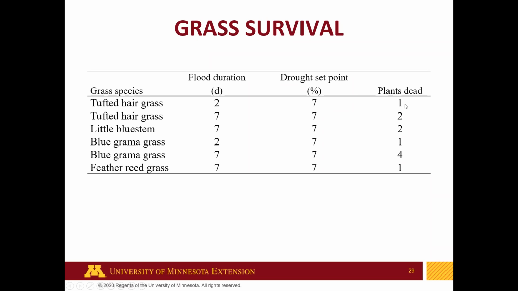So we didn't lose a tremendous amount of plants by any means, but we did lose 3 plants of tufted hairgrass. And then we lost only 2 little bluestem plants. And that was only from the 7-day flood duration that then dried down to the 7% volumetric water content. And then we lost 5 blue grama grasses, but most of those were in the toughest treatment where they were flooded for 7 days, followed by a dry down to 7% volumetric water content. And we only lost 1 feather reed grass plant.